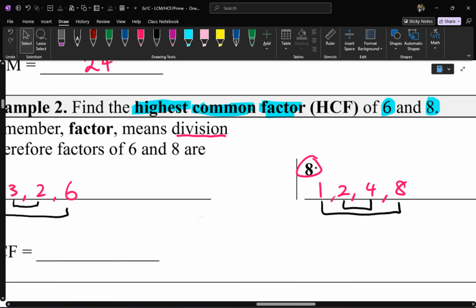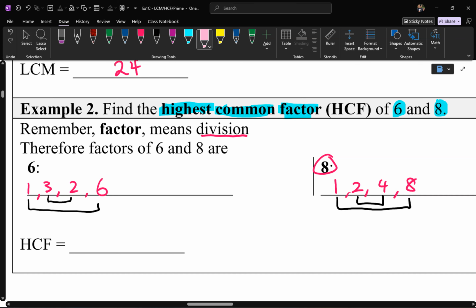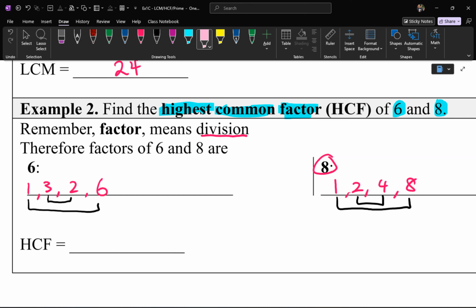So, what's the question? The question is asking for highest common factor. So what's common about the two? They both have a 1. They both have a 2. And that's about it. So those are what's common, but we want the highest common factor. So the highest common must then be 2. Very good.